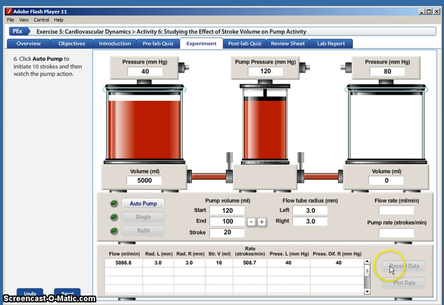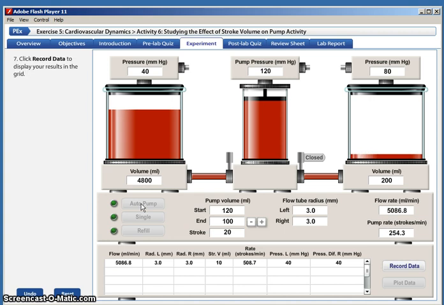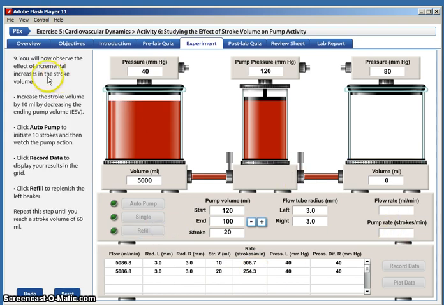All right, auto pump. There we are. All right, record the data. And sure enough, when my stroke volume increased, the rate decreased. Refill. The effect of incremental increase of stroke volume by 10 by decreasing the end systolic volume, or ESV.